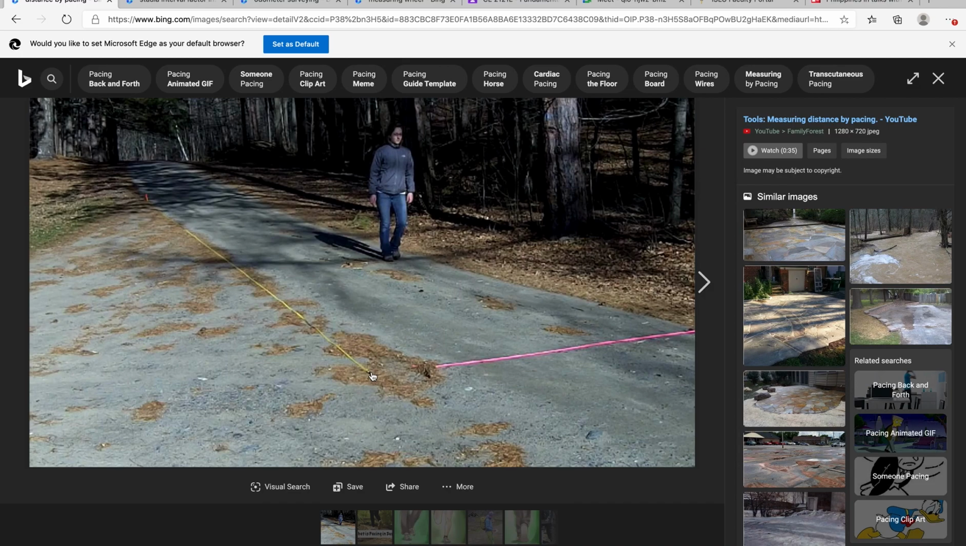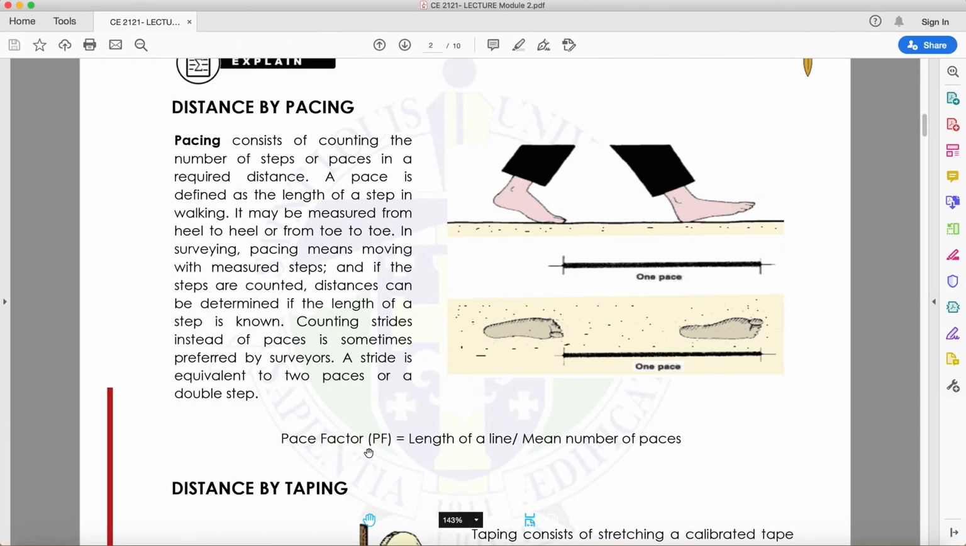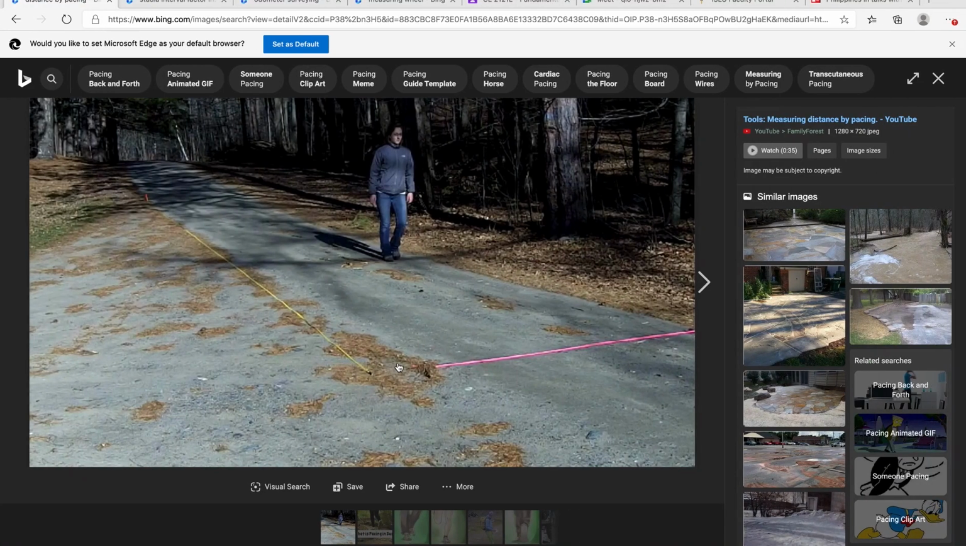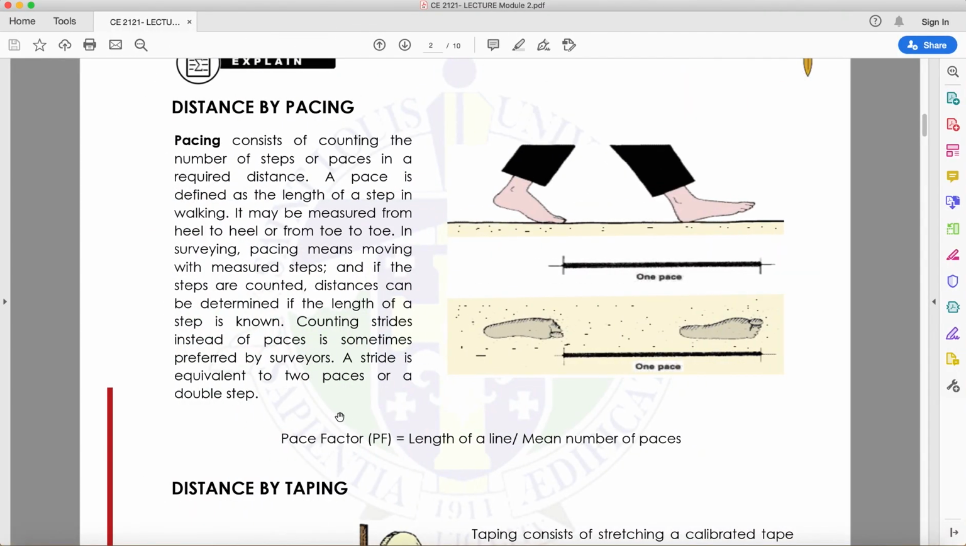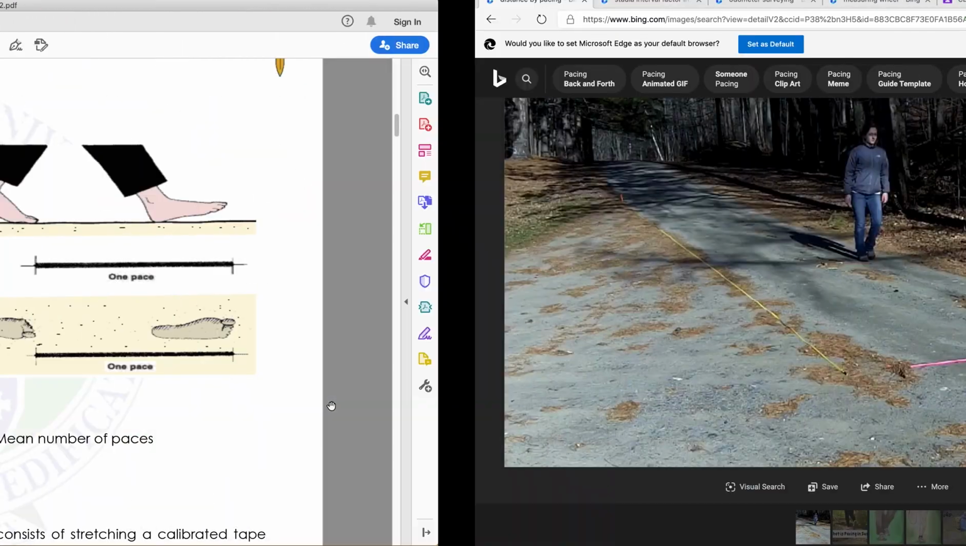It should be normal. Okay? So, chill lang. Tamang lakad lang. Hindi mabilis, hindi mabagal. Then, count your steps. The length of the line, from this point to this point, divided by the number of steps you made, gives you your pace factor. So you already have your pace factor if you want to measure a certain distance.